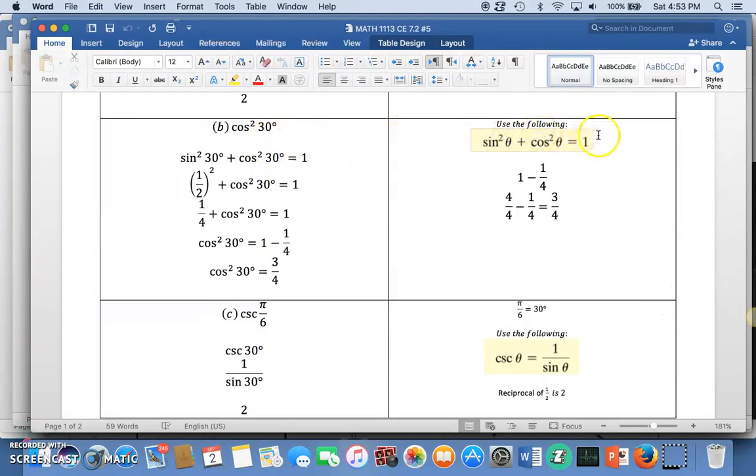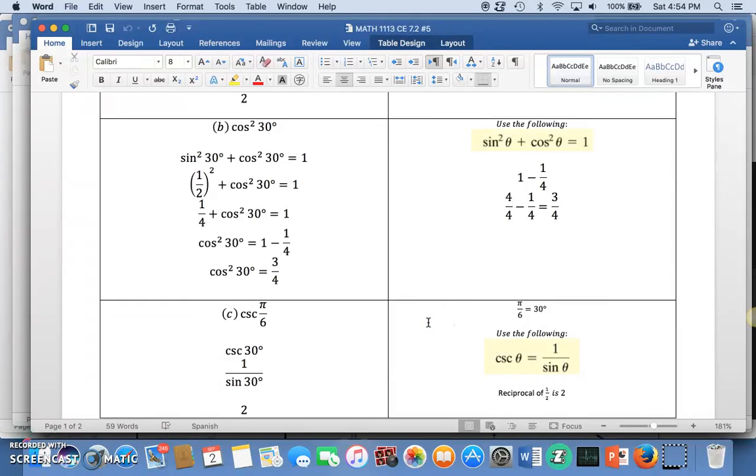Well, you can use sine squared plus cosine squared equals 1. Your sine you were given was 1/2. The identity had that 1 in it. So we've got 1/2 squared plus cosine squared equals 1. 1/2 squared is 1/4, plus cosine squared is 1. Move the 1/4 over: minus 1/4. The whole number 1 is 4/4, minus 1/4 is 3/4. So cosine squared is 3/4.